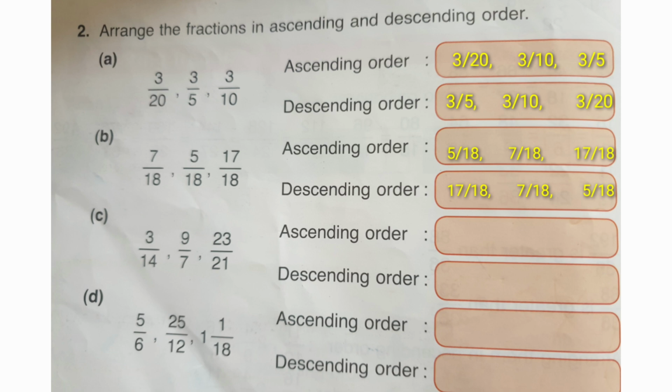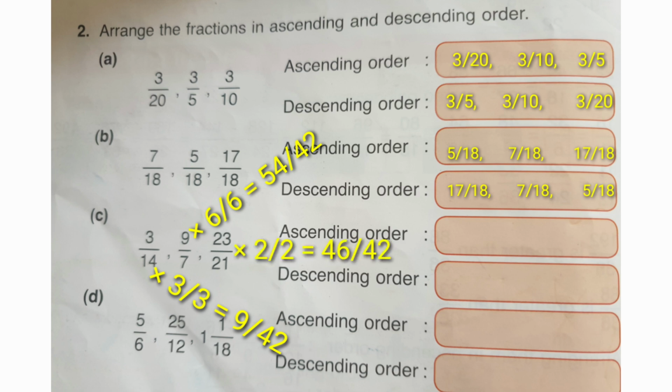Letter C. This set of fractions has different denominators and different numerators. We need to equalize their denominators. 3/14 is multiplied by 3/3 to get 9/42. 9/7 is multiplied by 6/6 to get 54/42. And 23/21 is multiplied by 2/2 to get 46/42.